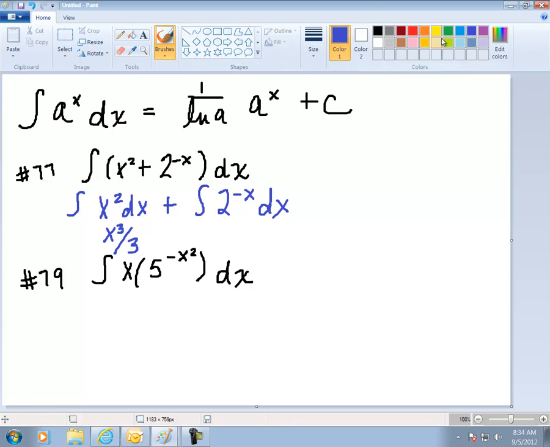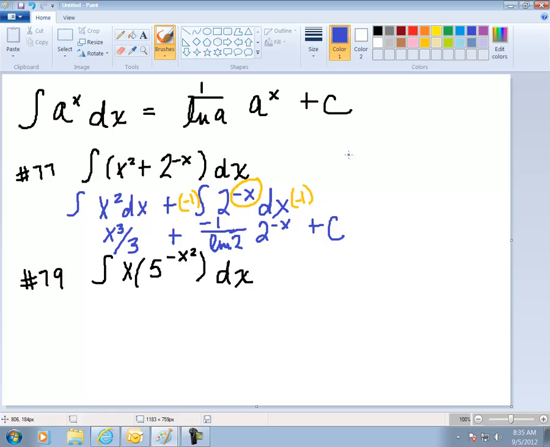Now, the key here is that I have to have the derivative of my exponent, minus x. The derivative of minus x is minus 1, so I need to put a minus 1 out here, and then I need to have a minus 1 out here as well so that I don't change it. And now when I integrate this, it's going to be minus 1 over natural log of a. A in this case is the base of my exponent, which is 2, so natural log of 2, times a to the x, which is 2 to the minus x, plus my constant.